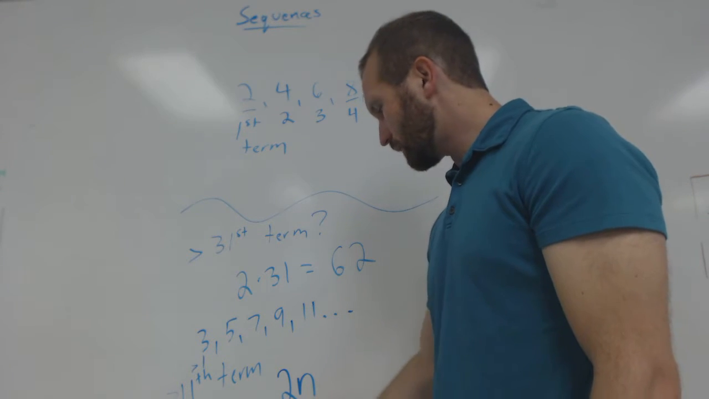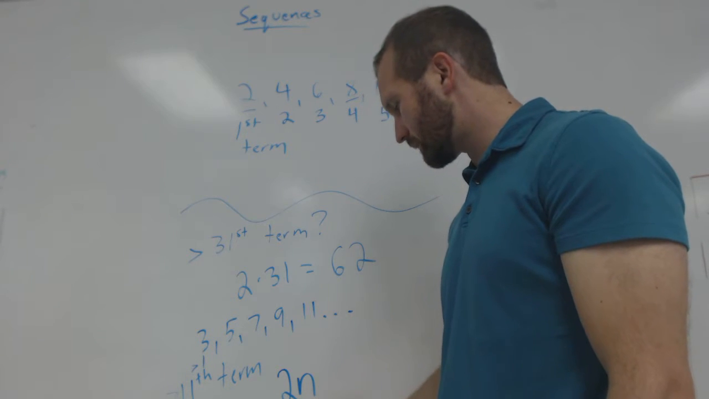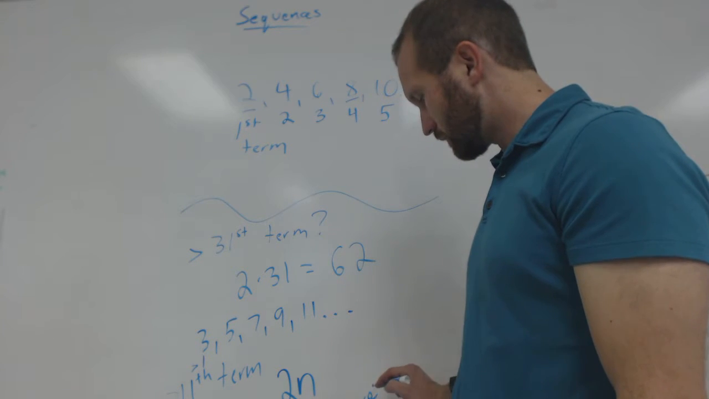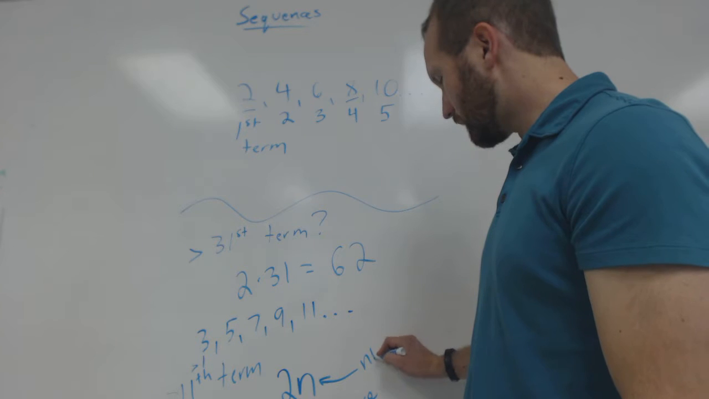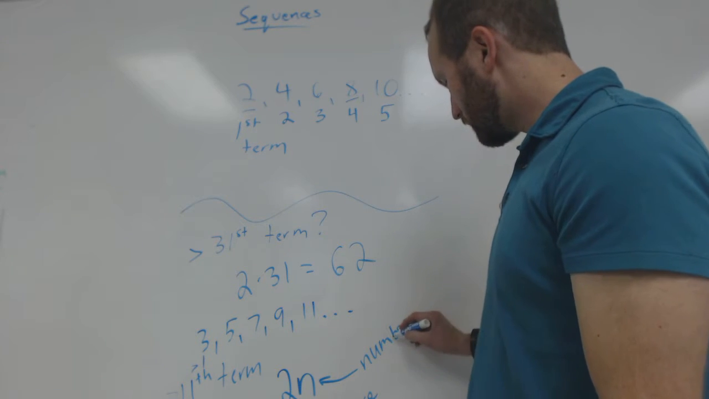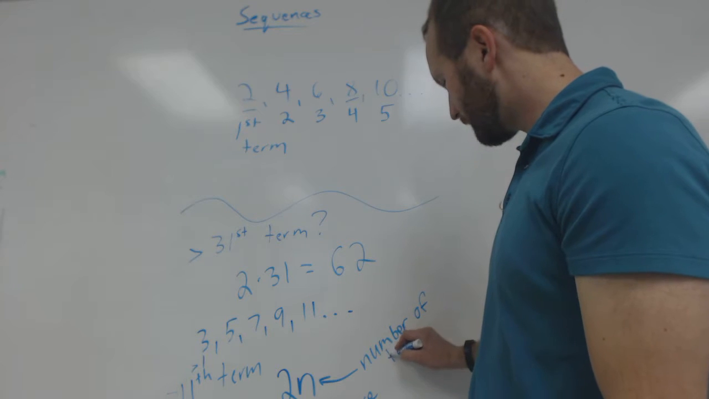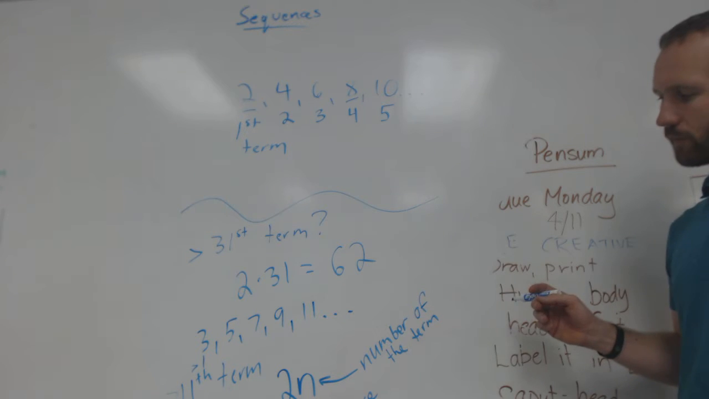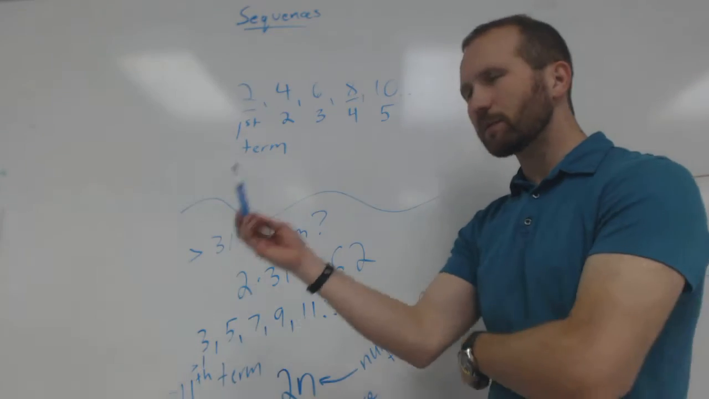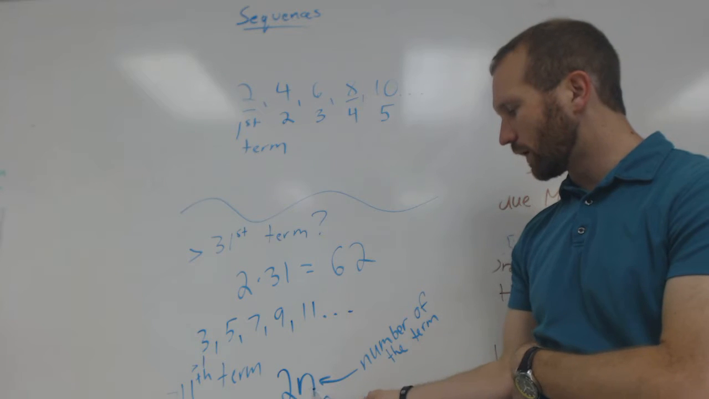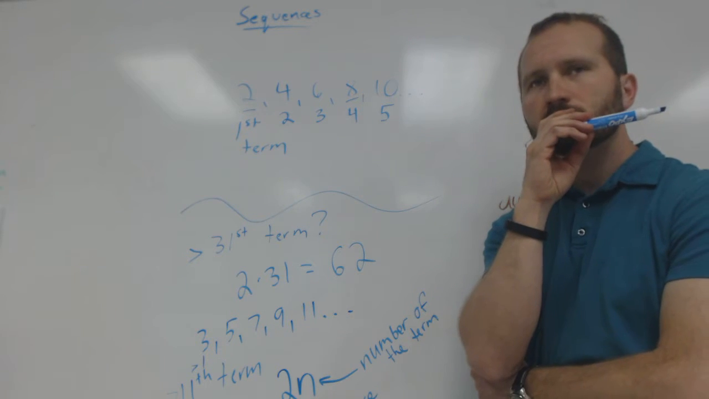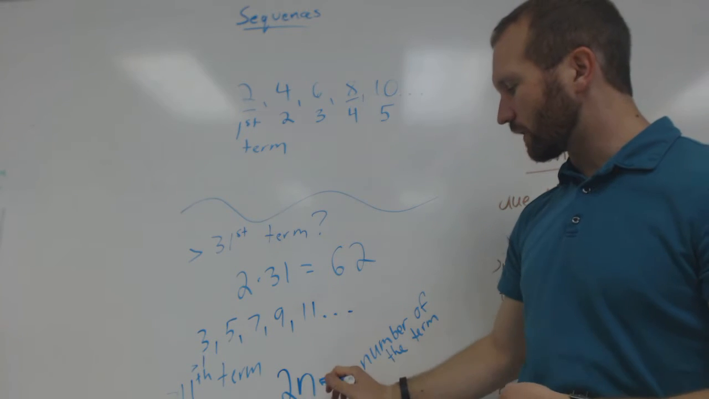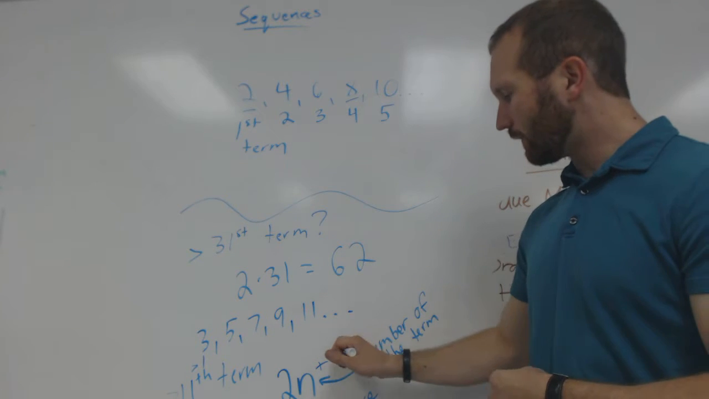Right? So we could call this our constant difference times the number of the term, or the order of the term. But that's not going to work here because my first term is 3. 2 times 1 does not equal 3. 2 times 1, how would I make that 3? What would I have to add to make that 3? I'd have to add 1.